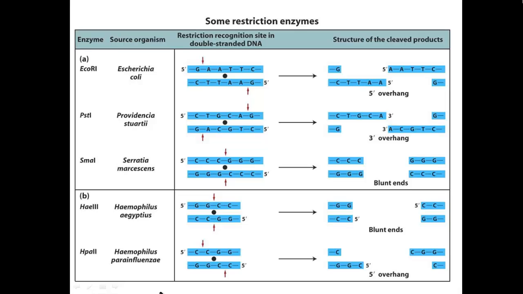So here are some examples of some restriction enzymes. And we can see that some of them are producing sticky ends, some of them are producing blunt ends. The sticky ends can be different sequences, and they can have a different number of nucleotides in the overhang.